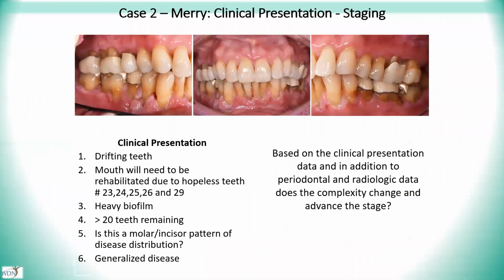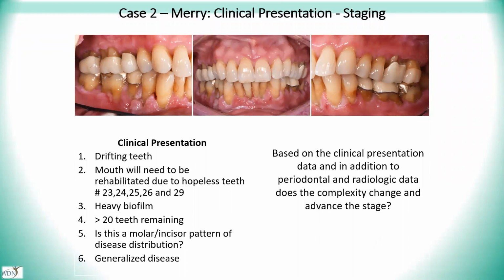This is clearly going to be stage 4. Looking at the clinical presentation, we do have some flaring teeth. We have some drifting teeth. We know that some of the teeth are hopeless. It also looks like there was a decent amount of biofilm on the teeth, but I wouldn't call it heavy. I actually would not call this heavy biofilm, but it's extensive clinical attachment loss.